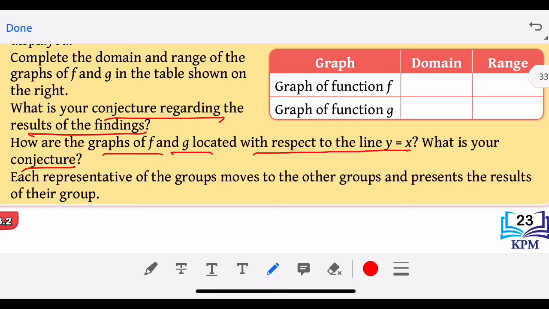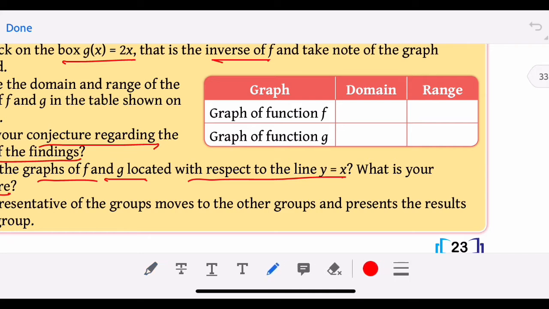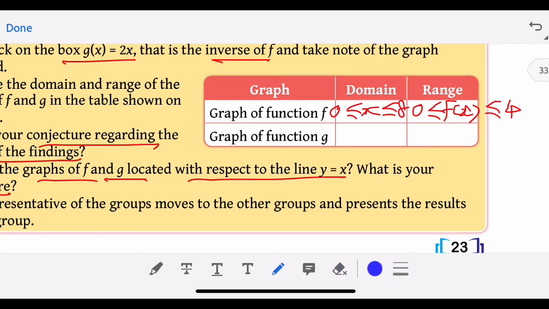So if you go through the activity, the domain for the function f, it should be the x values starting from 0 to 8. The range should be the y value, or actually the f(x) value, from 0 to 4. So for the graph of function g, the domain, again as I explained, the x is starting from 0 to 4, inclusive of 0 and 4.